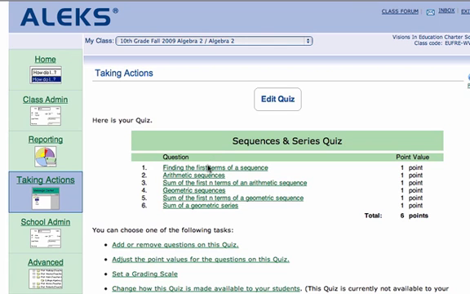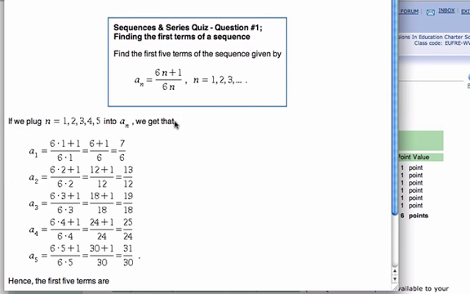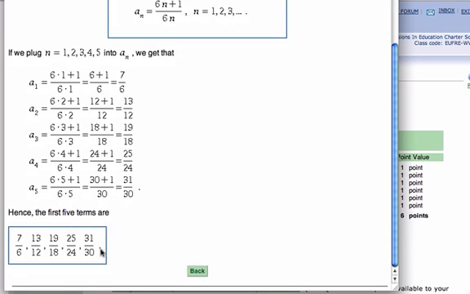Okay, so let me give you another example. So you can see the equation's different, but the idea is the same. You're just going to replace n here with 1, and then do your order of operations and simplify it. Replace n with 2, do your order of operations and simplify, and you're going to get your first 5 terms in your sequence.